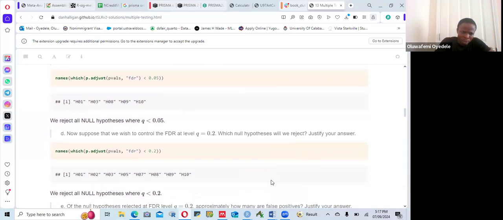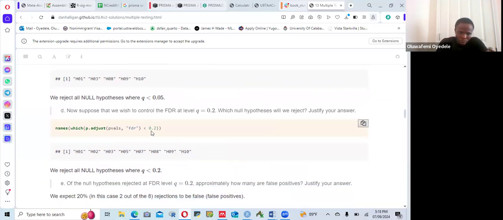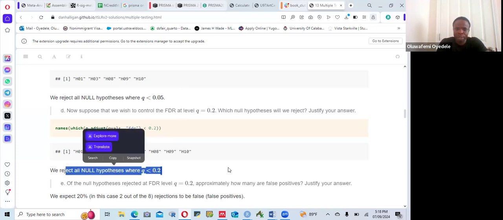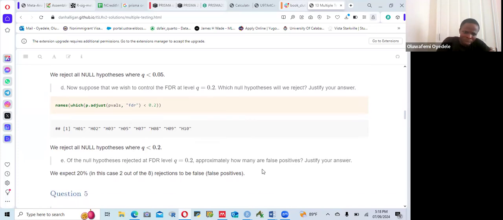Now, D, they say, now suppose that we wish to control the false discovery rate at level Q equals 0.2. Which null hypotheses will we reject? We should justify our answer. So here we can set our criteria, that is 0.2. In this case, where we have the false discovery rate that is less than 0.2, we can see all the values that met that criteria, and we're able to retrieve them.